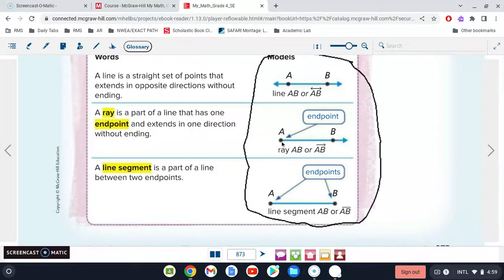A ray has a dot, and then you'll have another dot, but it ends with this arrow. So you can either call it ray AB or AB with nothing here and then an arrow. And then a line segment has a dot and a dot at the beginning and the end. And you can either call it line segment AB or AB with nothing at the ends.